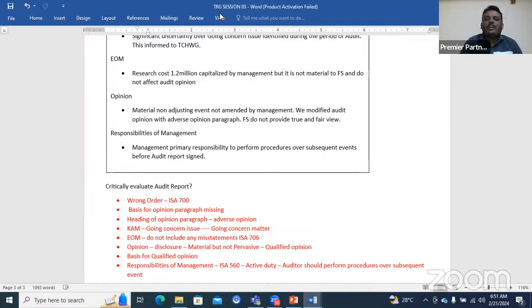Now you all understood how to critically evaluate an extract of an audit report. The only problem in this type of question is that you should have overall knowledge to critically evaluate. If you don't know what is an emphasis of matter paragraph, if you don't know what is a key audit matter paragraph, if you don't know what is pervasiveness, if you don't know ISA 560, that is subsequent events, then there is a problem. Then it is very difficult to critically evaluate. Students, is it clear? Understood? Yes or no? Is it clear?